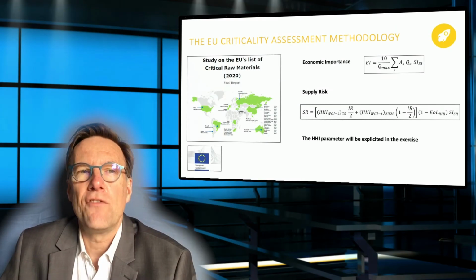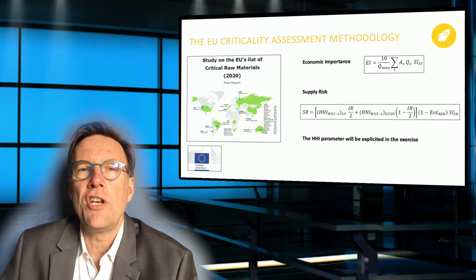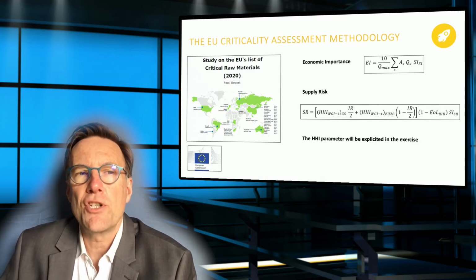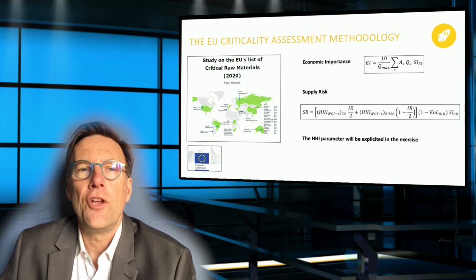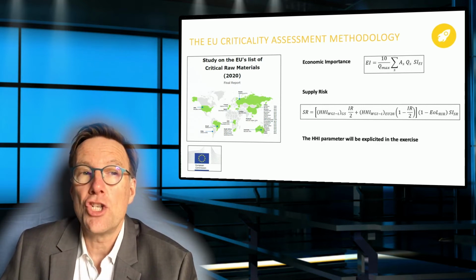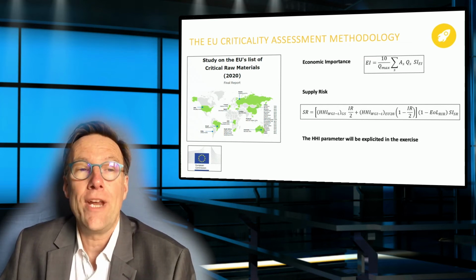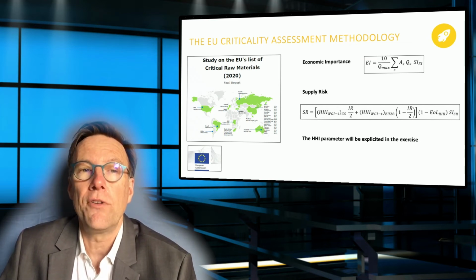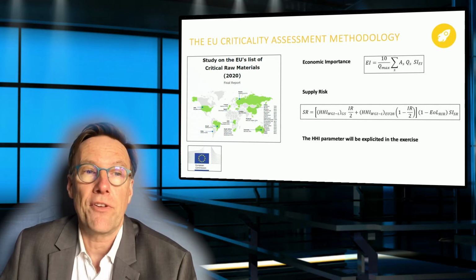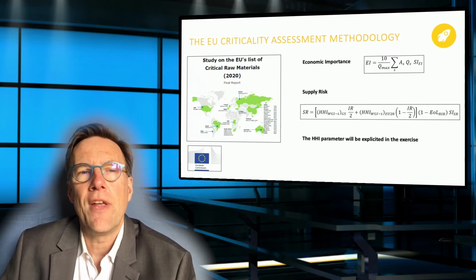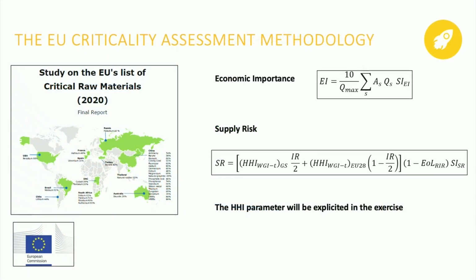In order to estimate the vulnerability of the European Union as a whole to a disruption in raw material supply, the European Commission developed a methodology that relies on a certain number of influencing factors, some for economic importance of mineral raw materials and others for material supply risks, with specific equations as illustrated in the slide. While there is no time in this video to explain all the parameters in the equations, one of them will be examined during the hands-on exercise following this video.